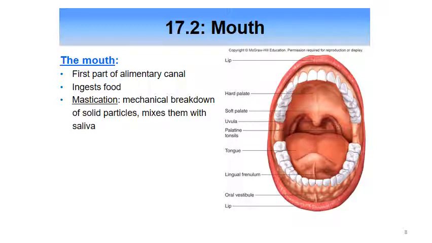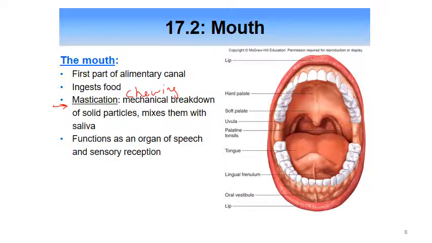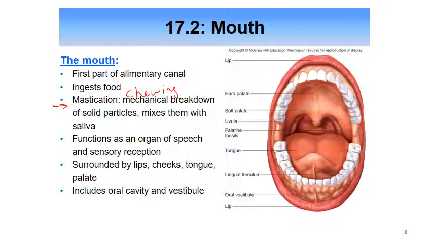Next, the mouth. So the mouth is really the first part of the alimentary canal. It's the part where you ingest the food, meaning put it in your mouth. Know this word mastication. Mastication just means chewing. So here it says mechanical breakdown, or you can write down chewing here. The mouth is also important for speech, sensory reception, and we all know these parts.